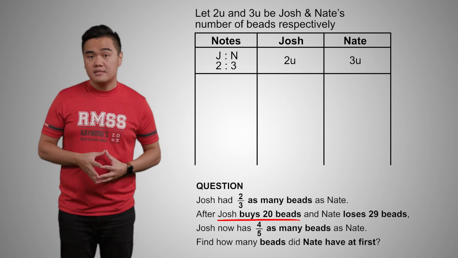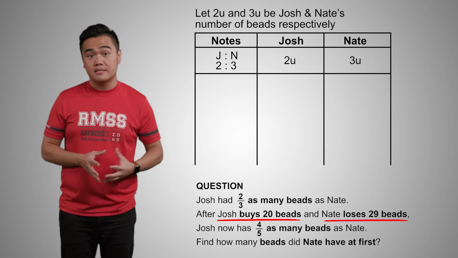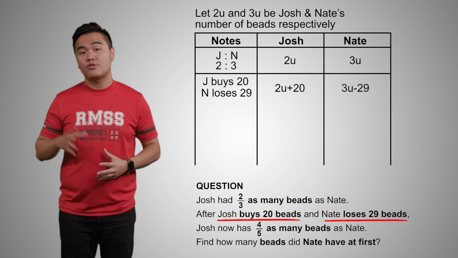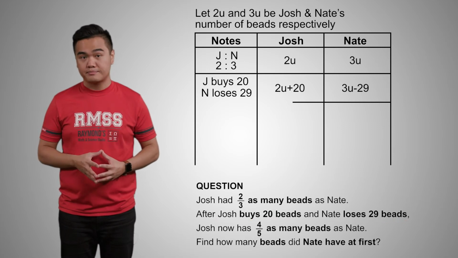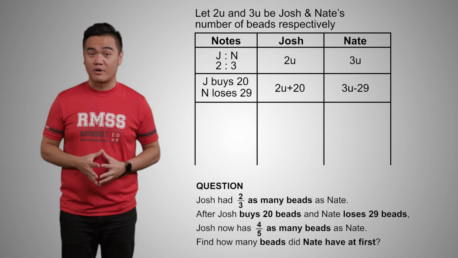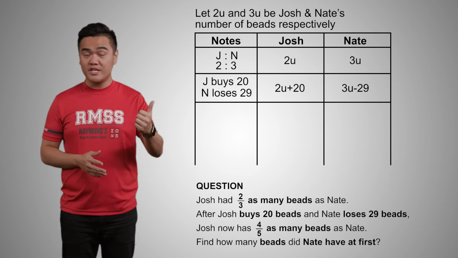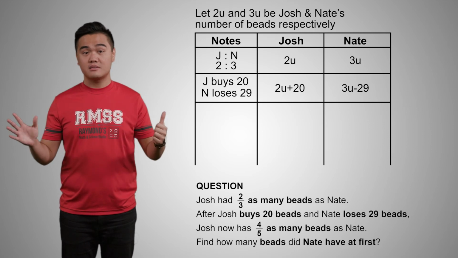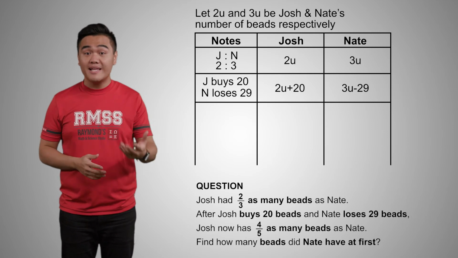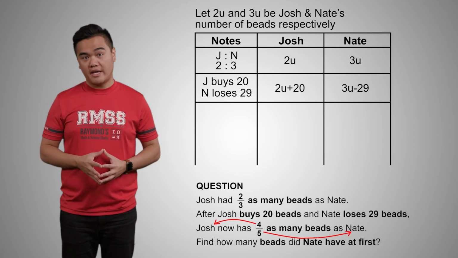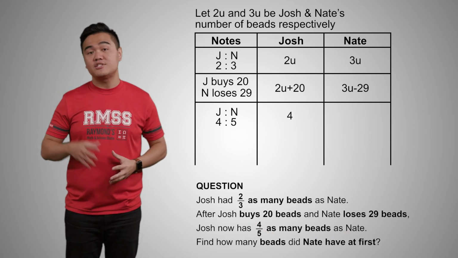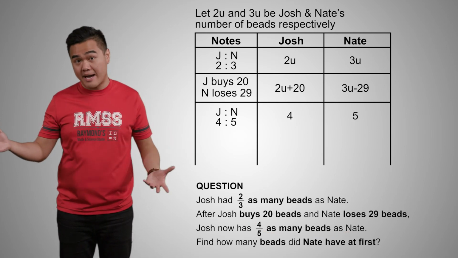Josh then buys 20 beads and Nate loses 29 beads. So Josh's 2 units adds a 20, while Nate's 3 units subtracts a 29. We do not have to worry about how long or short we have to draw the model bars. We simply read the question, identify the numbers, and add them in. It is that straightforward. The question then says, Josh is 4/5 of Nate. So Josh's 2 units plus 20 is 4 parts, and Nate's 3 units minus 29 is 5 parts.